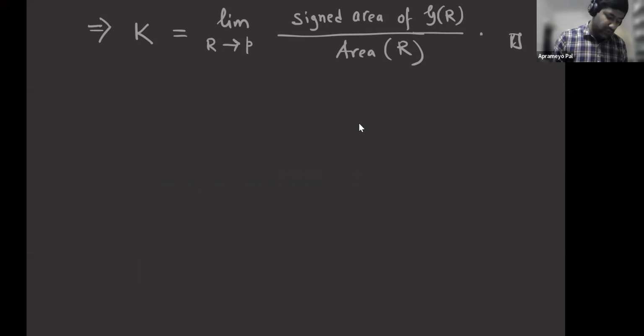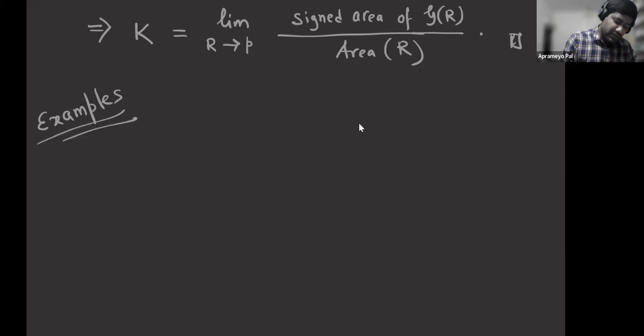Okay. So in the last 4 or 5 minutes, let me give some examples where I told you that you can compute some Gaussian curvatures without needing to compute anything. So let's first do the same examples again. Let's consider S to be a plane.